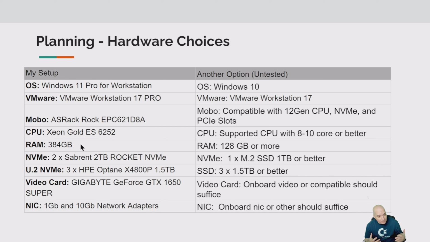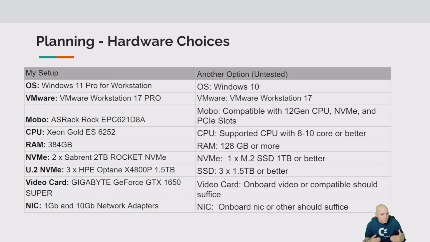384 gigs of RAM. This motherboard really can support a lot of memory. It can also support the Optane P memory as well. So if you ever consider that, that might be an option if you're into those types of things. And then going down, plenty of storage here, right? So NVMe, 2 terabyte rocket disks. I use those for the Active Directory controller and my VCSA. Run off of those.